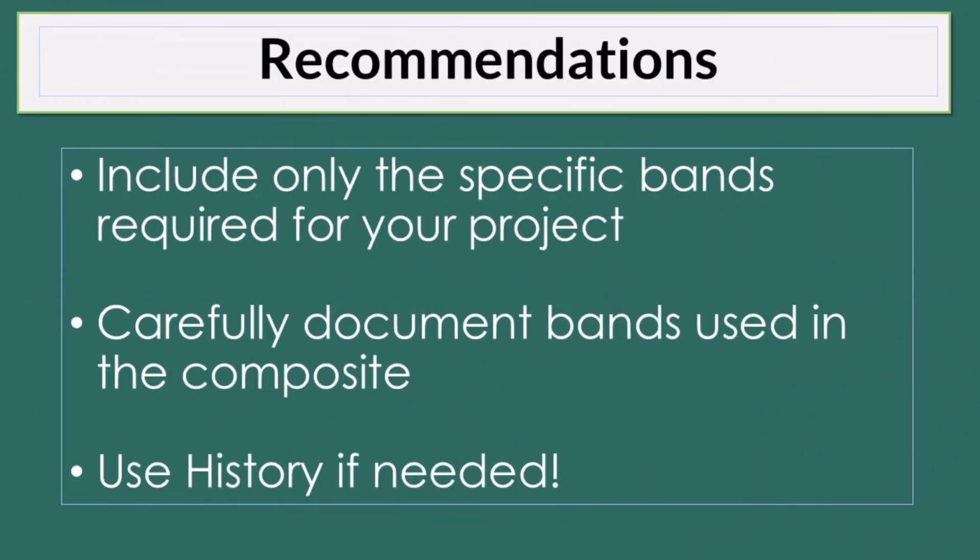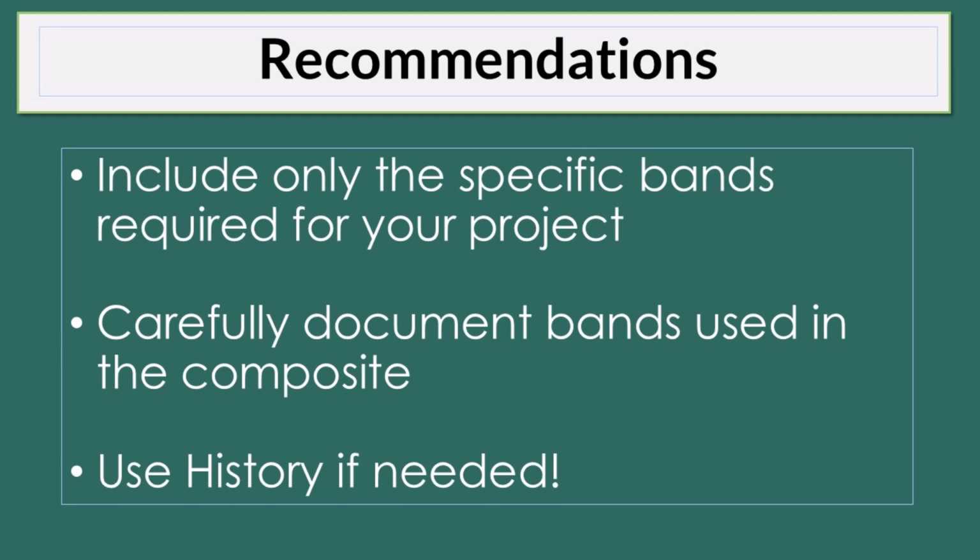A couple of recommendations here. I mentioned before that you may not need all 11 bands for your project, and we recommend that you include only specific bands required for your project. Also, recall that ArcGIS Pro assigns the bands. For example, if bands 2 through 5 are the only bands used from the Landsat image, blue visible through near infrared, once composited, the band numbers will be represented in ArcGIS Pro as bands 1 through 4. In this case, you must carefully document and note the specific bands that you used in the composite.